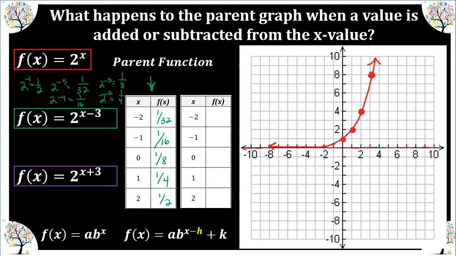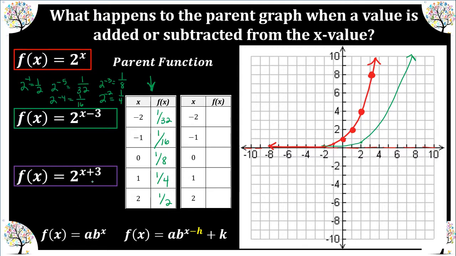Now let's plot these. So -2, very small here, 1 over 32. Then we have -1, 1/16, 0, 1/8. Then we have 1, 1/4. And then we have 2, 1/2. And then we are going to draw our graph. And you can see that our graph has actually shifted to the right.